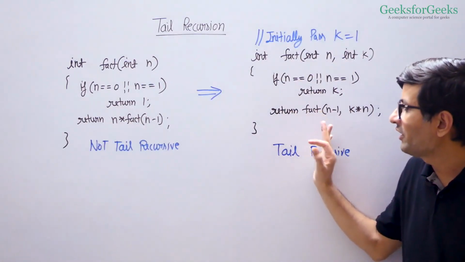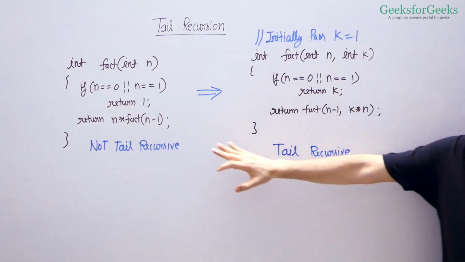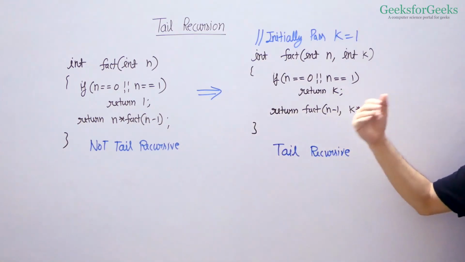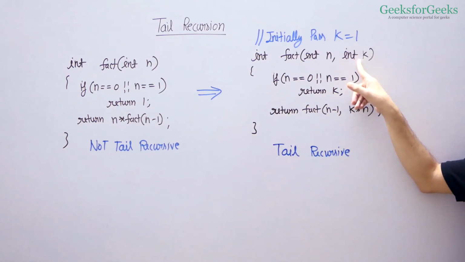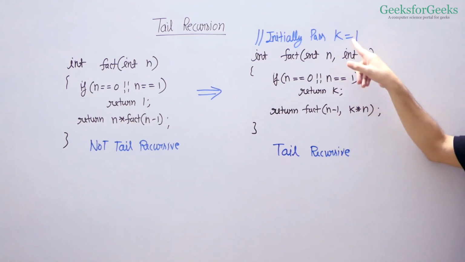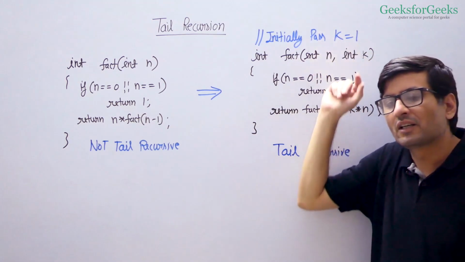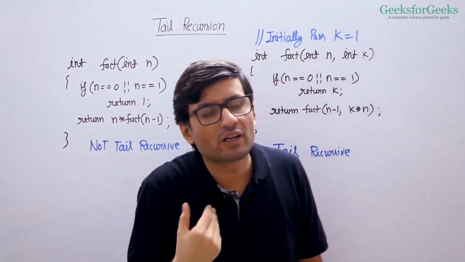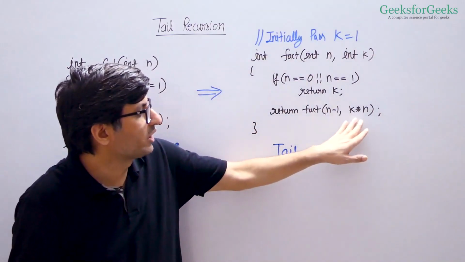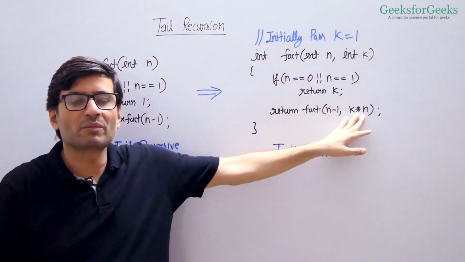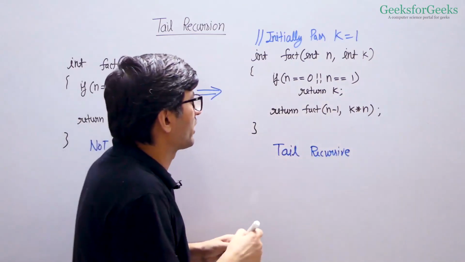Here is an equivalent tail recursive code for this function. What we have done here is we have added a parameter k. We initially need to pass this parameter k as 1, right? And when you make a recursive call, you do k into n. So n gets multiplied. Let's do a dry run for this function.